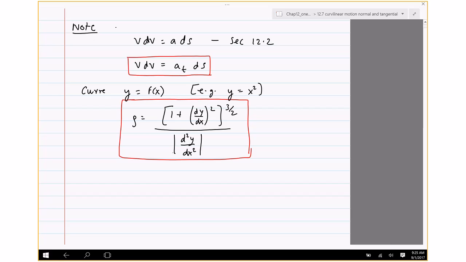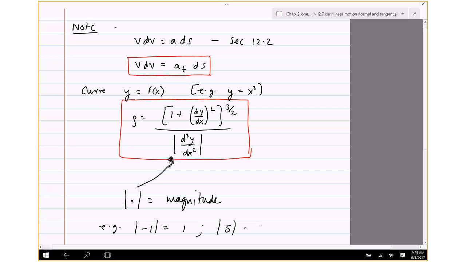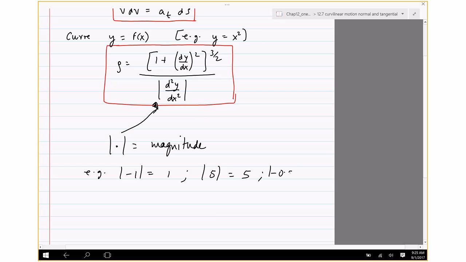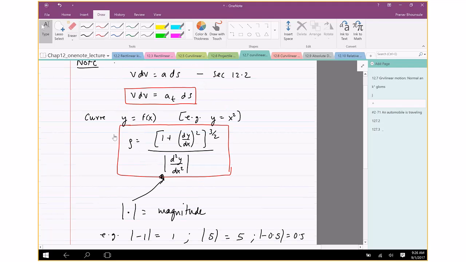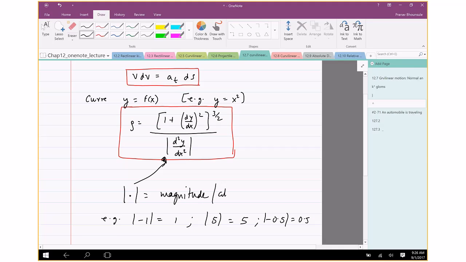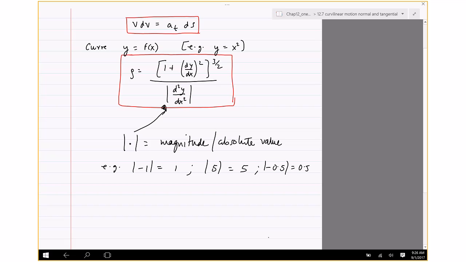Okay, this thing here is the magnitude. So whatever is here is only going to give me the magnitude, not the sign. For example, if I want to find the magnitude of -1, that's 1. The magnitude of 5 is 5. It basically takes the negative sign out of the equation. Or if you have negative 0.5, it's simply 0.5. Yeah, that's the absolute value. It gives you the magnitude. Okay, is that clear?